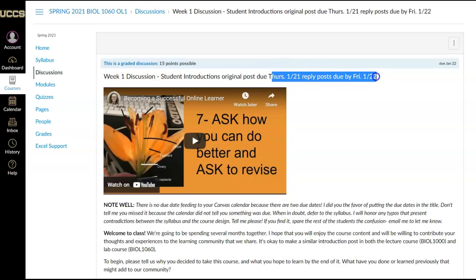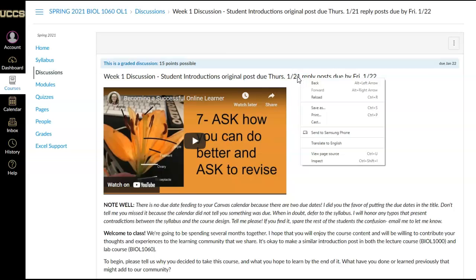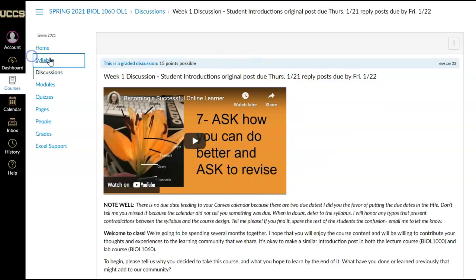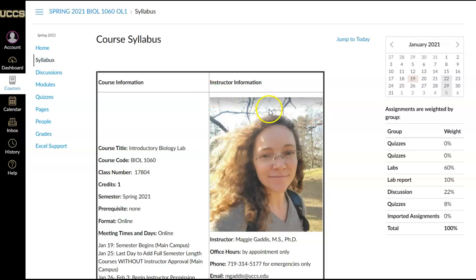And so if you just show up on the day when the Canvas calendar deadline tells you that something is due, you will have already missed a deadline. So please use the syllabus instead. And let's take a look at that.